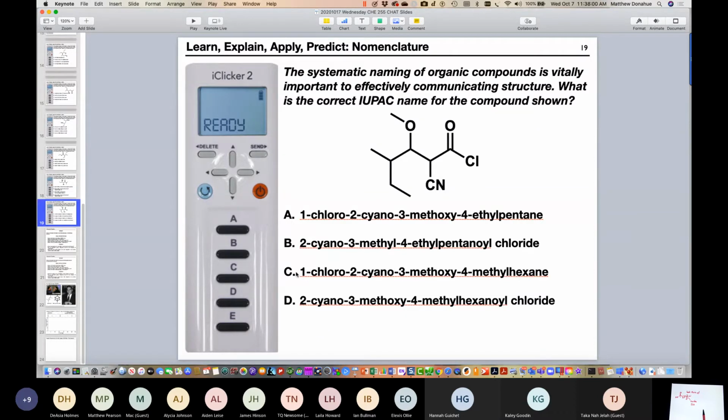So A and C also get to what Taka had asked, in that if you examine these, they're not including the carbonyl functionality as part of the name. So that's a subtle distractor and why those are incorrect.